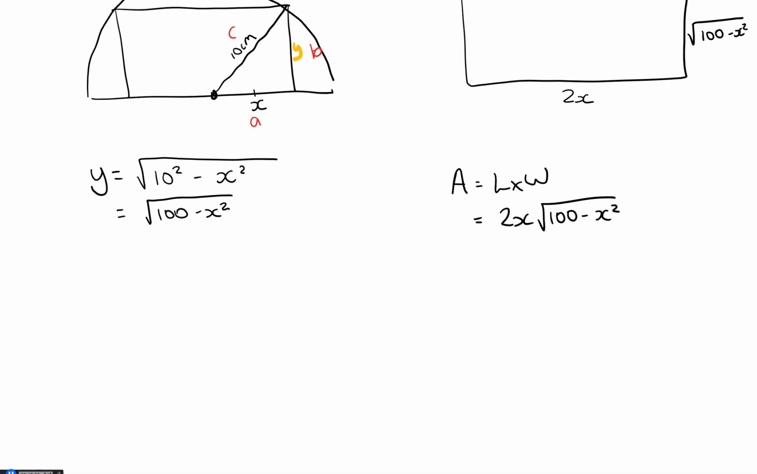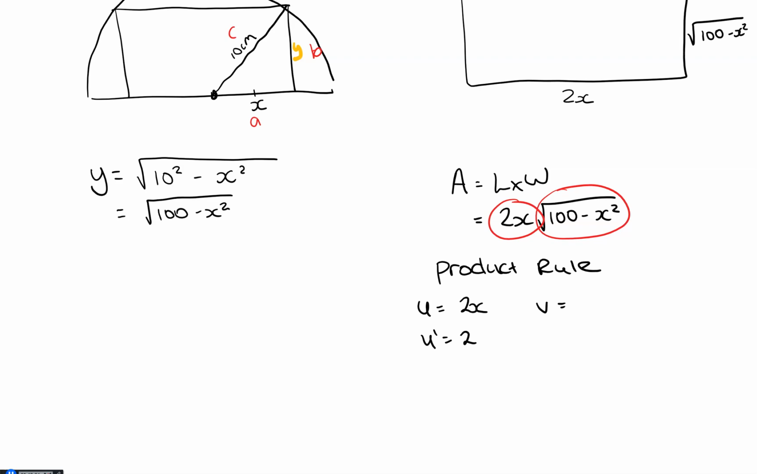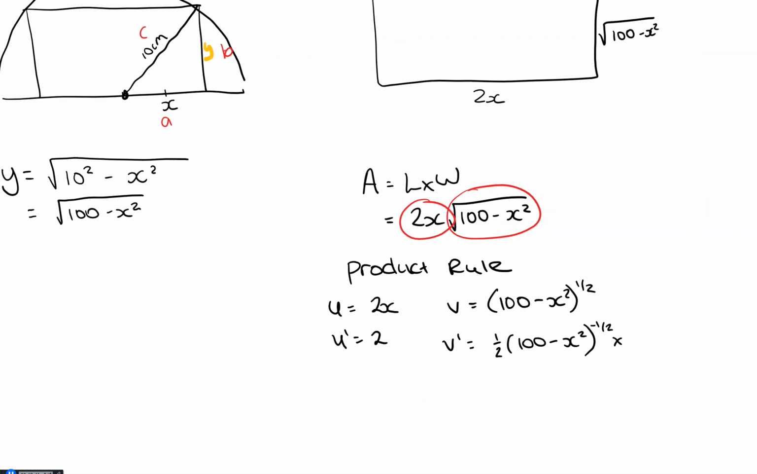So we're going to need the product rule, because I have two parts, 2x and root 100 take x squared, and they both have an x in them. So u is 2x, the derivative is 2. V is, now actually I'm going to write that as 100 take x squared to the half. And I'm going to need the chain rule, so the power comes out the front. I rewrite what's in the bracket. That goes down to negative half times by what's inside there, which is going to be negative 2x.